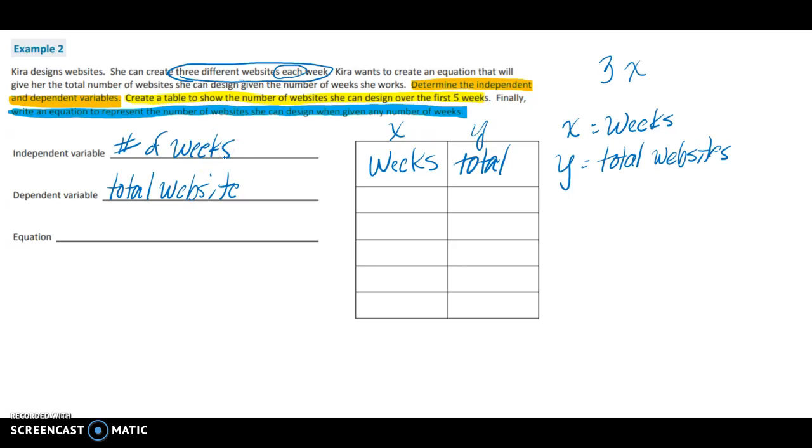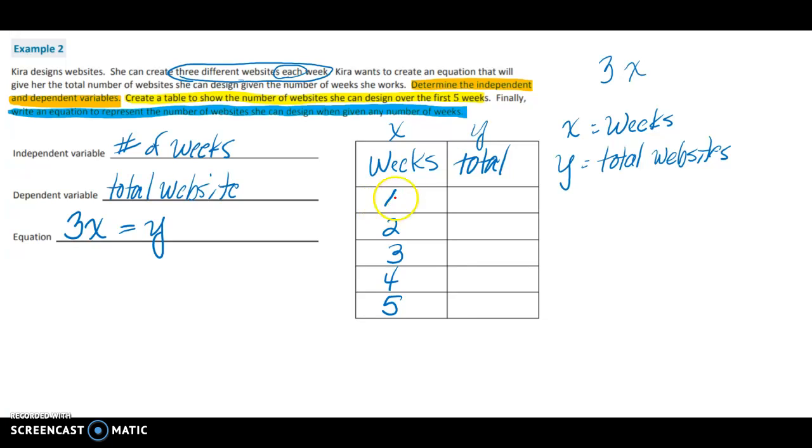And I know that if I have 3 websites for each week or per week, that's going to give me my total. And what it wants me to do is look at weeks 1, 2, 3, 4, and 5. Now that I have these week numbers, all I need to do is plug them right in here. And this is where I'm going to show all my work. Let's go ahead and change the color here. We're going to do a red. This way it kind of differentiates that I'm showing my work.